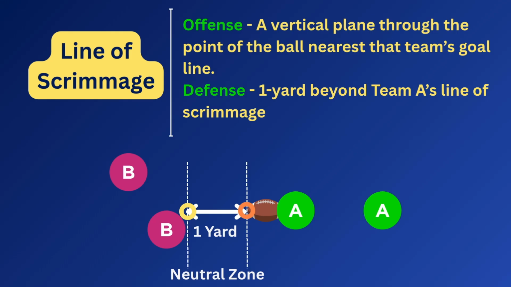The yellow puck is placed 1 yard ahead, and that is the defense's line of scrimmage. Defense must stay behind the yellow puck. If pucks are not used, we still have a 1 yard neutral zone that must remain in place.